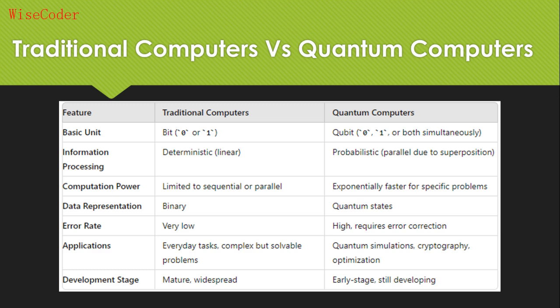Quantum computers, on the other hand, use qubits that can exist in a state of 0, 1, or both simultaneously due to superposition, and can also become entangled with each other, creating correlations that classical bits cannot achieve. This allows quantum computers to process multiple possibilities at once, making them exponentially faster for specific problems like cryptography, optimization, and quantum simulations. However, quantum computers are still in the early stages of development and face challenges like qubit instability and high error rates, limiting their practical application for now.